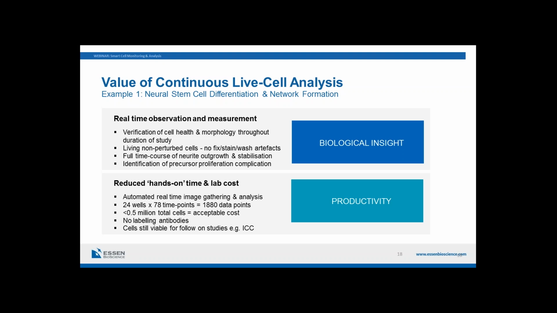this precursor proliferation complication. With regards to productivity, all of the images were automatically taken by the Incucyte and automatically analyzed, so with no overhead to the researcher. I showed you data from the 24 control wells in this study. We took 78 time point measurements equating to just under 1,900 data points. These wells took up no more than 500,000 total cells, which, given these are relatively expensive and precious cells, was an acceptable cost to us. And we didn't need to purchase any labeling antibodies for the experiments. And importantly, all of the measurements were non-exhaustive, so the cells were still viable at the end of all of this to do follow-on studies, for example, things like immunocytochemistry.